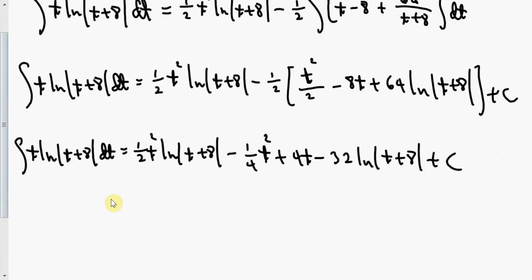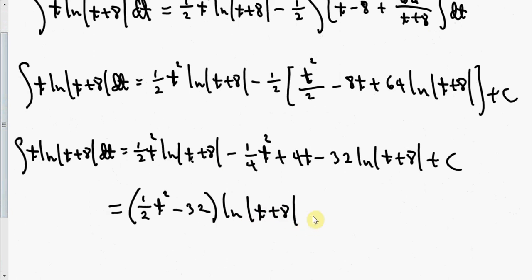I'm just going to say equal here. So this is equal to, now this natural log of t plus 8 is common with this natural log of t plus 8. So I'm going to just combine the coefficients, which is 1/2 t squared minus 32 in parentheses times the natural log of the absolute value of t plus 8 minus 1/4 t squared plus 4t plus c.